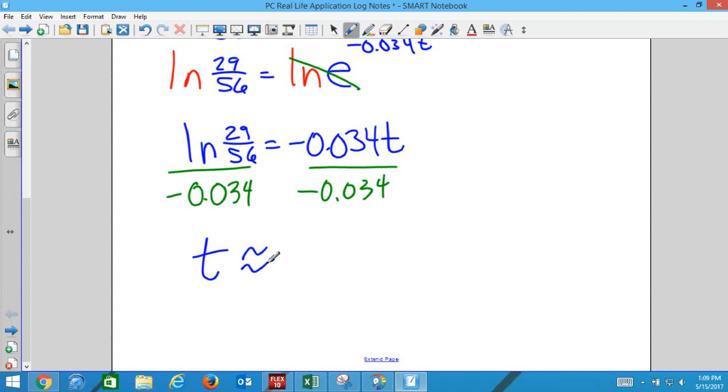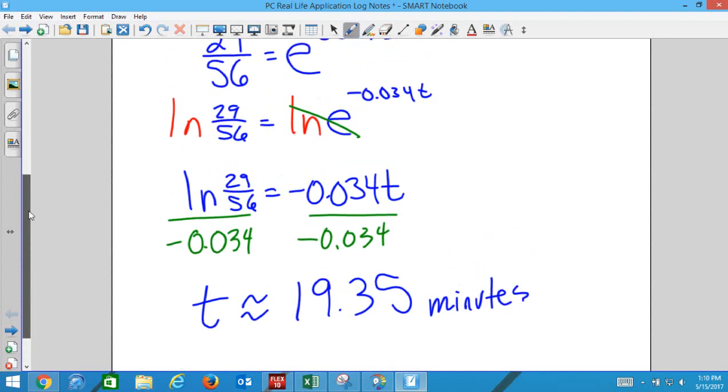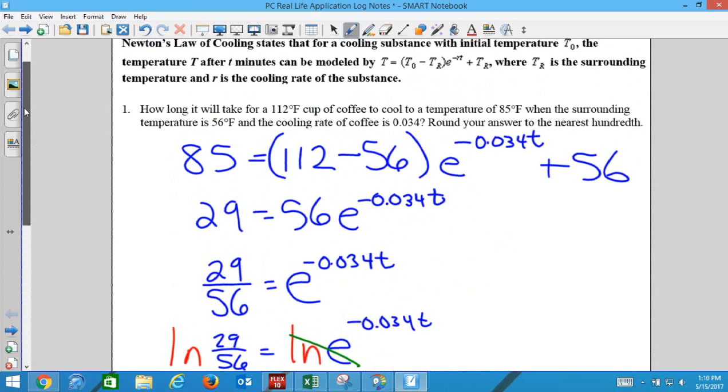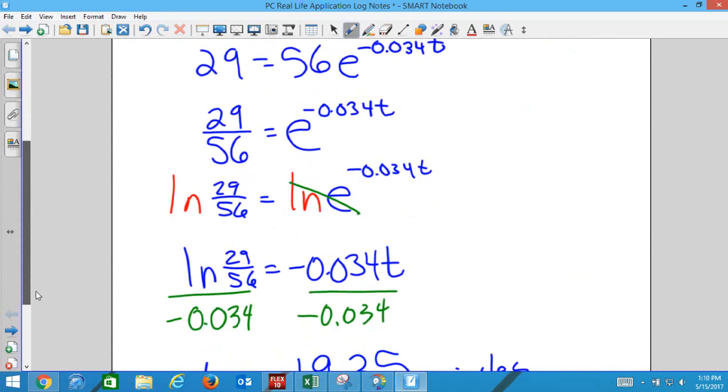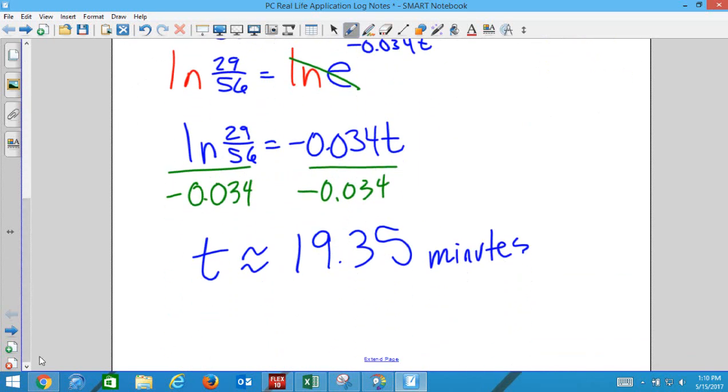Sound not right? Yep, you got it. All right, 19.35 what? Minutes. I'm going to round to the nearest minute. I got 193. You're at 193, so you didn't have the right answer. Did you put in the right decimal? I put 2 zeros. You typed it wrong.